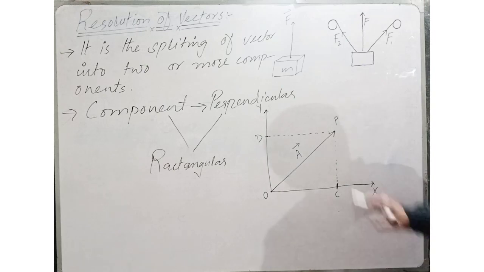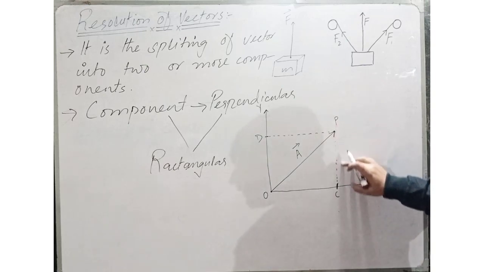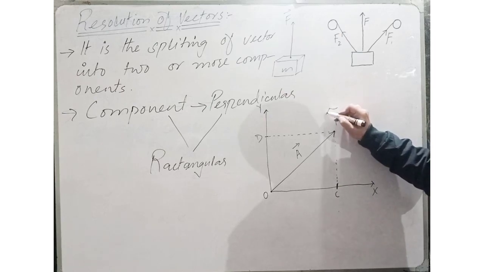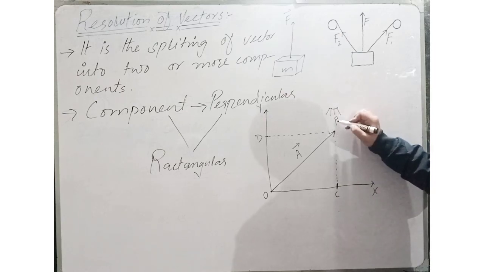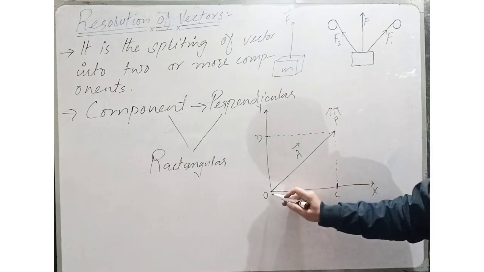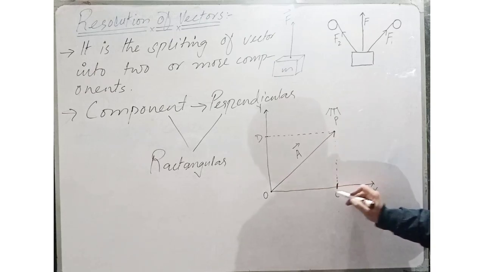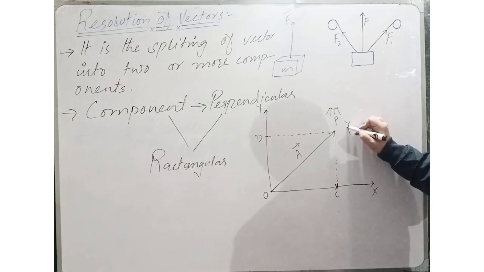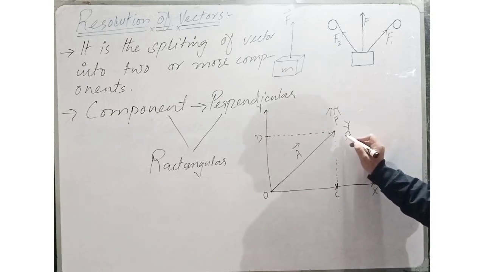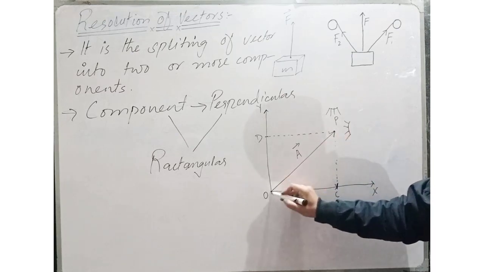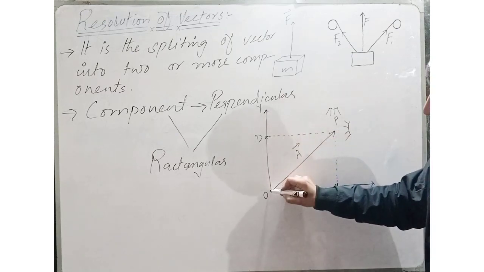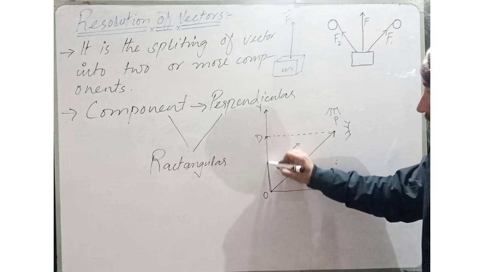Now dropping a perpendicular line is the same as if we shine a light at this point, then we will get the projection of this vector along the x-axis, and that much will be the projection, right? Similarly, if we shine a light from this point, again we are going to get the projection of this vector along the y-axis, and this much will be the projection, right?